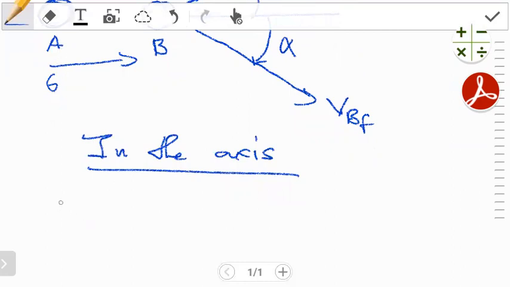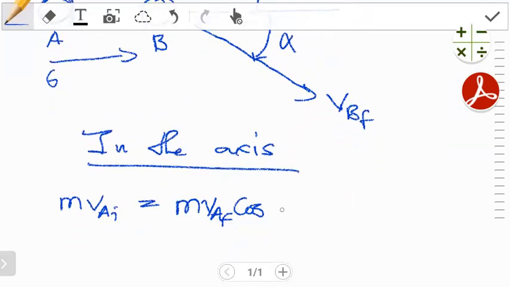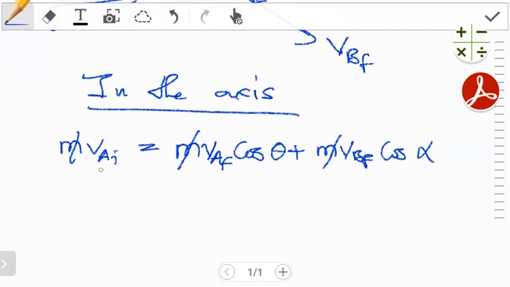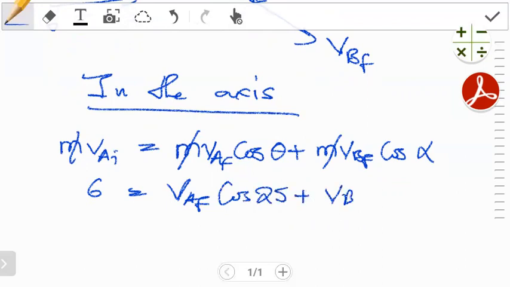So in the x, we're going to have m times the initial velocity of A, which is the whole 6. Here I'm not using cos because the angle there is 0, and cos 0 just gives me 1. Then I'm going to have m VA final cos theta, where the angle is given to us as theta, plus m VB final cos alpha. Now the masses cancel out, since they're common throughout, and we make our substitution. This is a 6, and this is VA final cos 25, since theta is 25, plus VB final cos alpha.